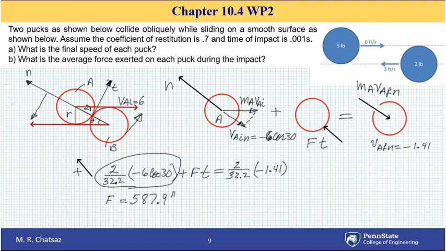587.9 pounds. Note that in this equation, unlike what I did initially, I cannot use weight instead of mass because the second term Ft is force. I can't do what I did in the first slide.